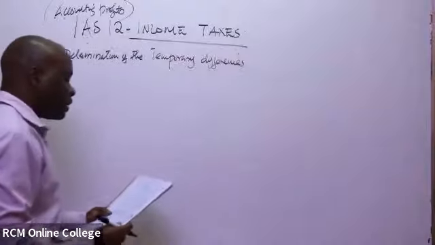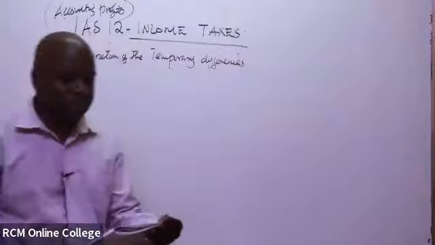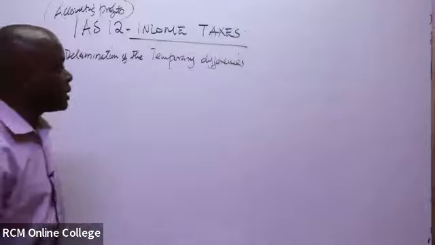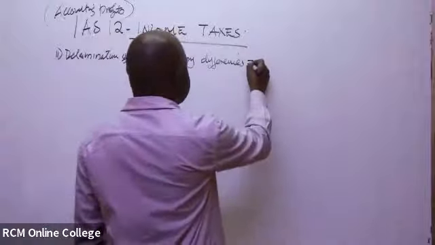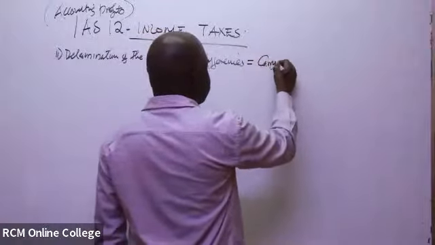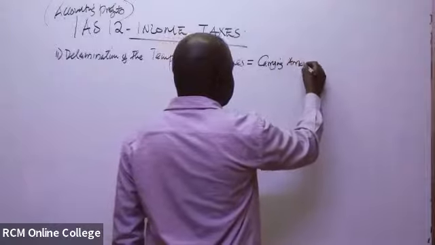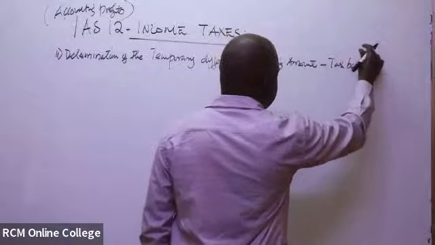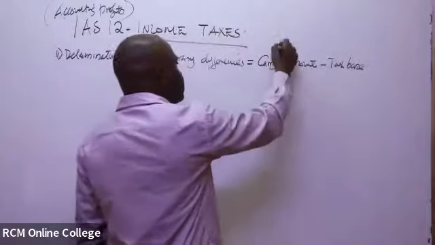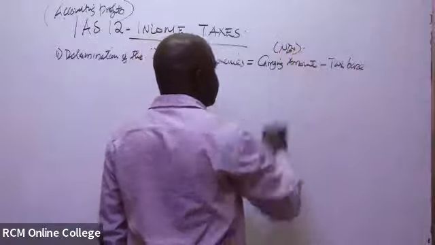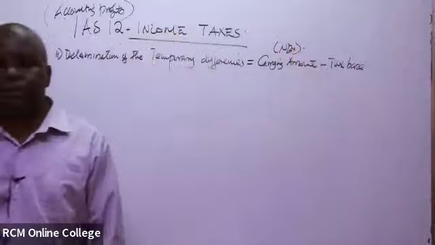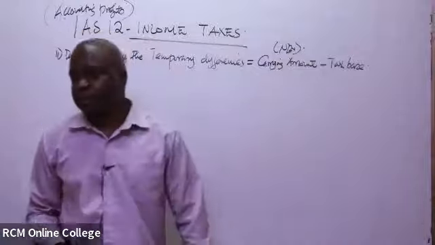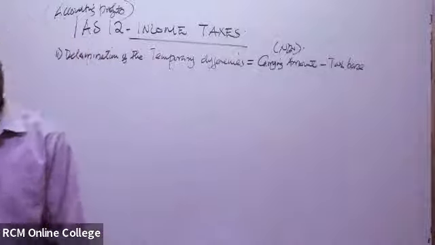So of course, in this case, as per our formula, temporary difference is equal to the carrying amount minus the tax base, the one that the taxman understands. The carrying amount is the net book value. In simple terms, you simply take the cost minus the depreciation.